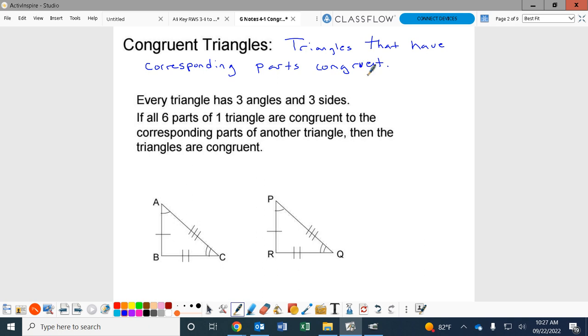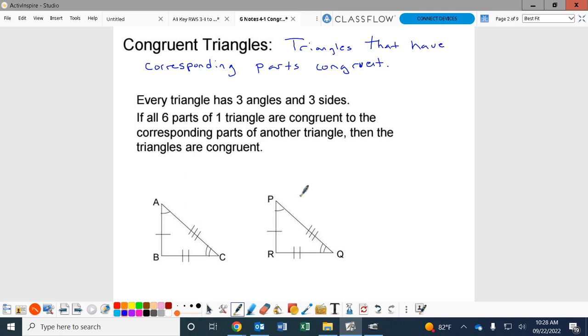Okay. Corresponding. If you're comparing things that are in the same location, then things are going to be corresponding. For example, if you look down here at this triangle, do you see this A is up in the top left corner? It's got one mark on it. You look over here on this triangle, it's in the top left-hand corner. It's got one mark on it. Those would be corresponding angles. They're in the same location of the triangle.